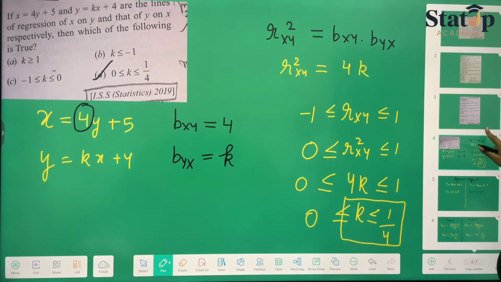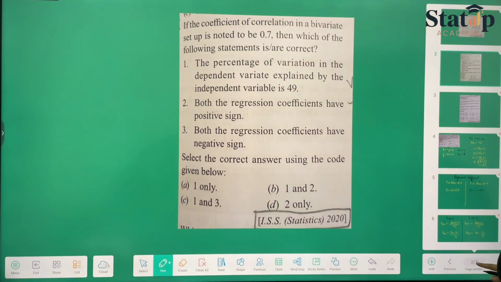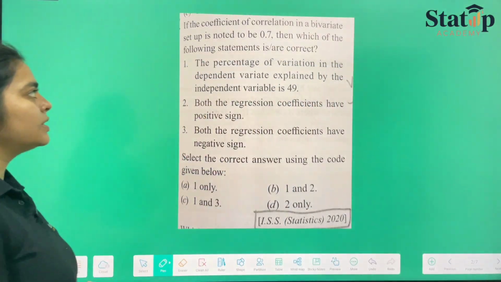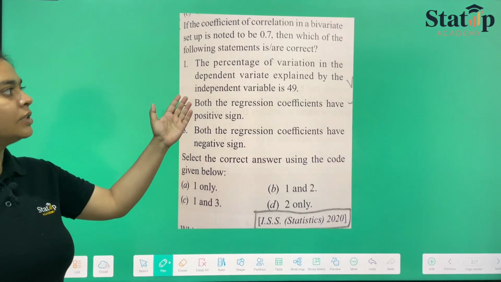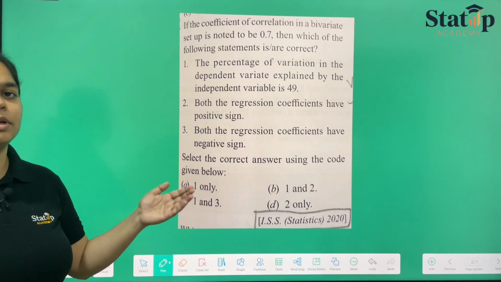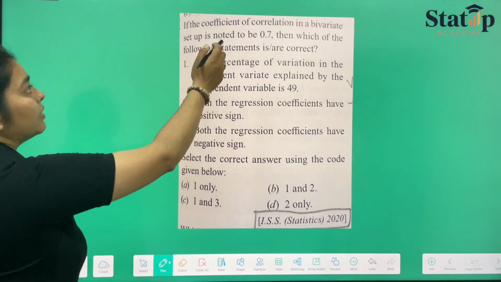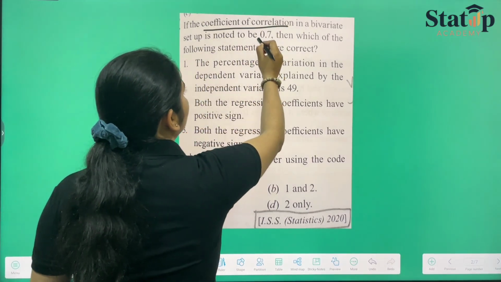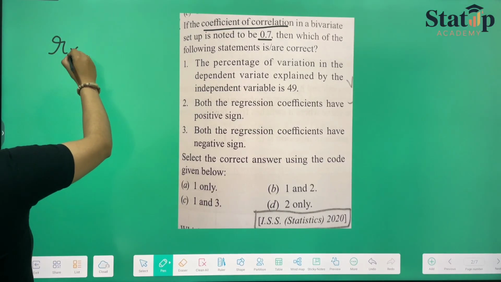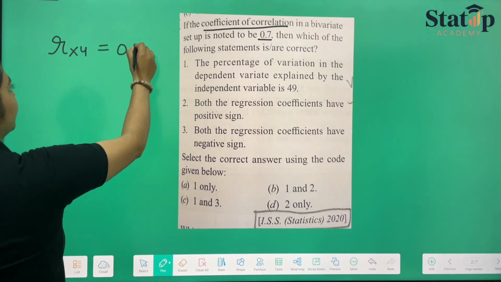Now moving forward to another question. Here they have given us three statements. First of all, the percentage of variation in the dependent variable explained by the independent variable is 49. So they have given us the coefficient of correlation as 0.7.